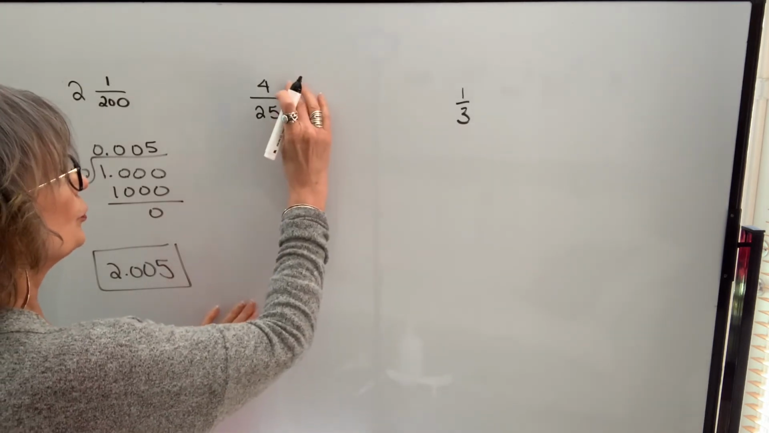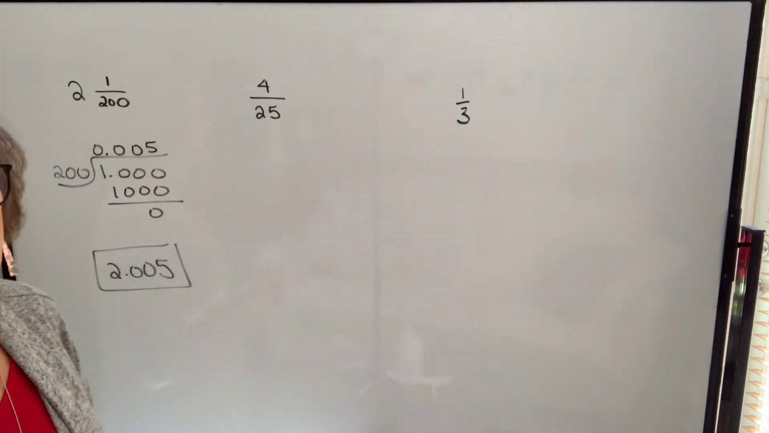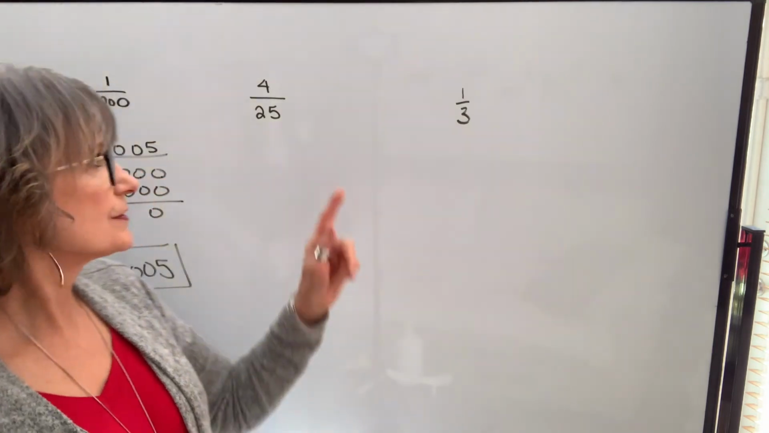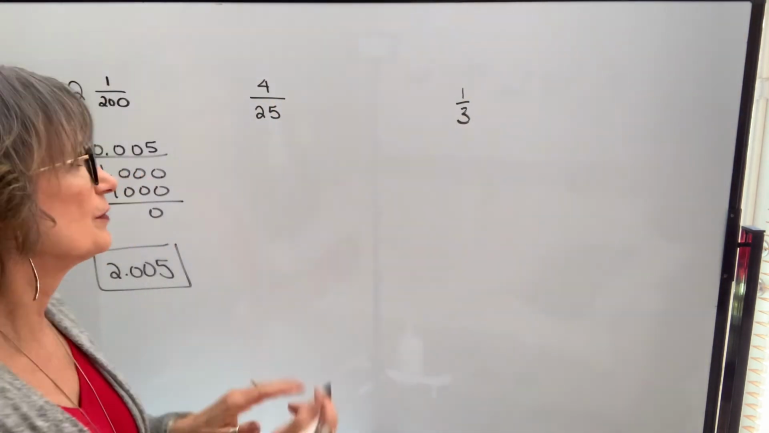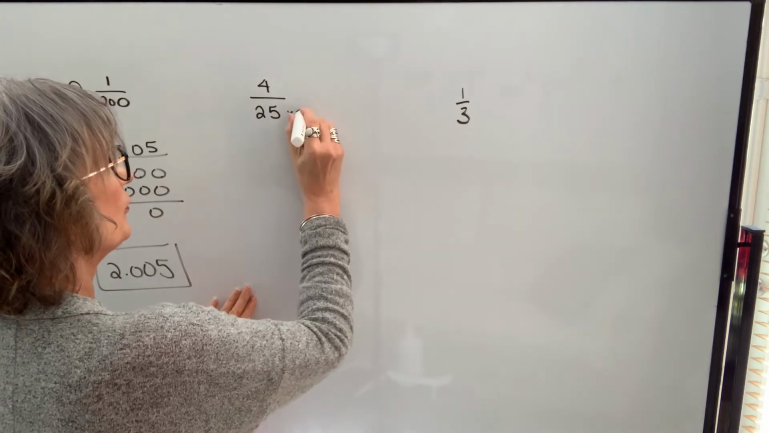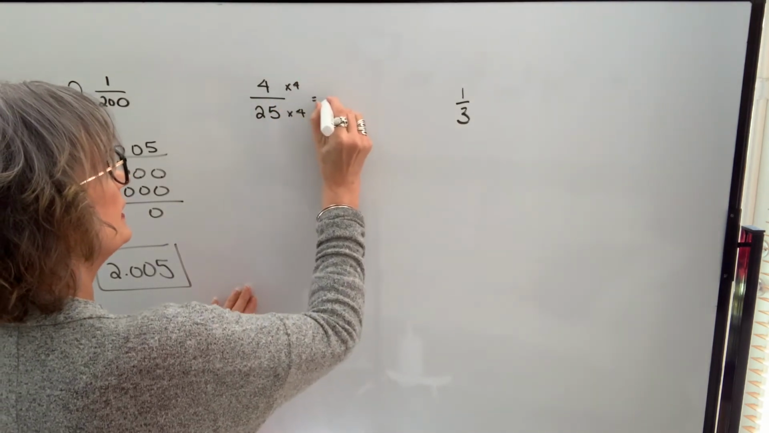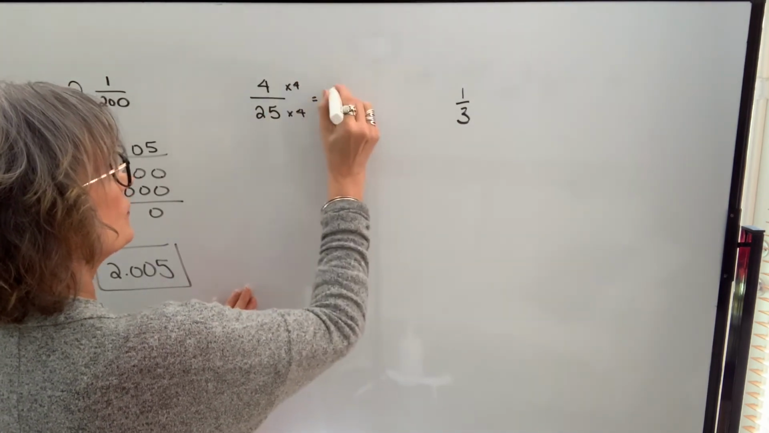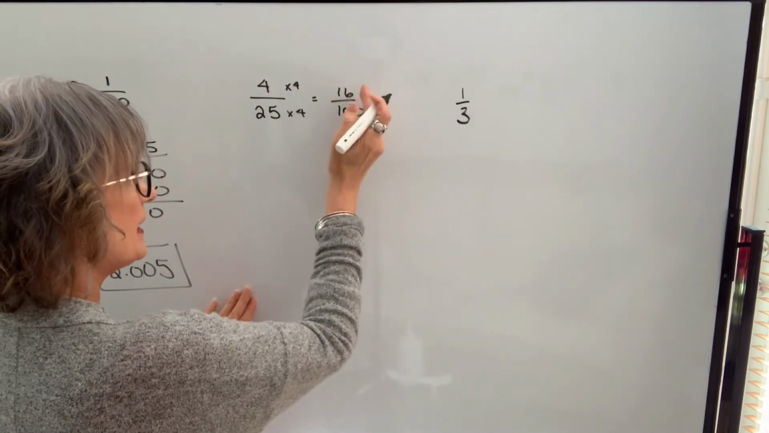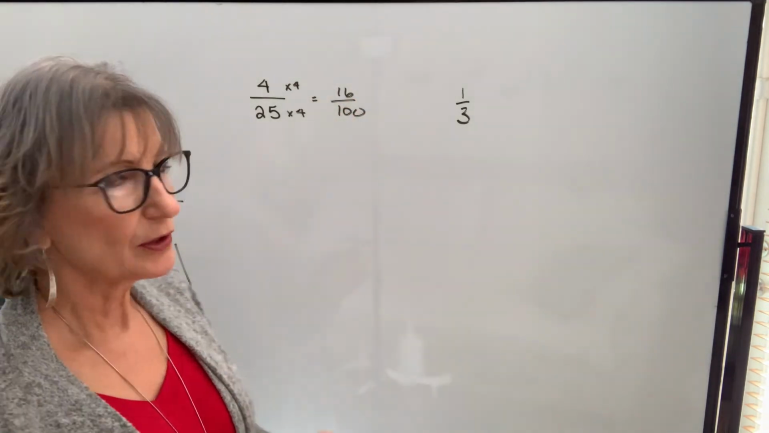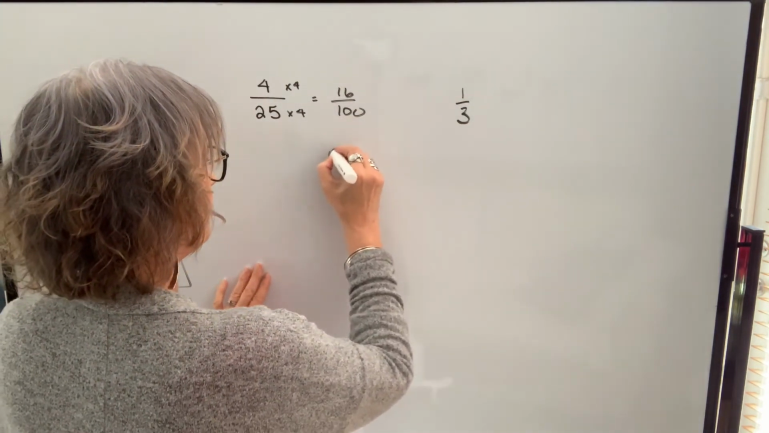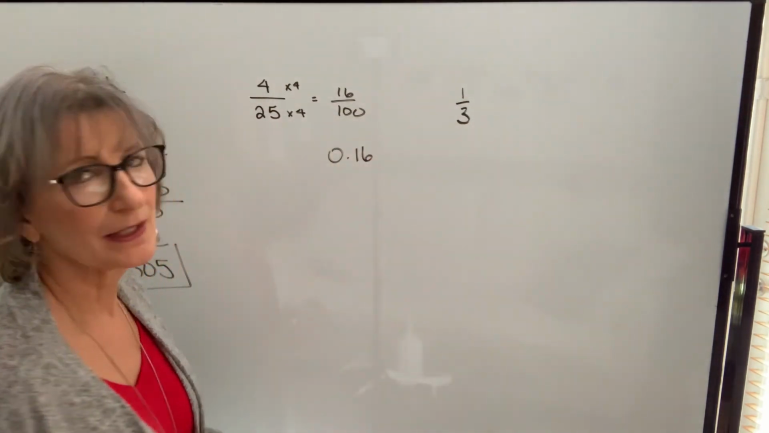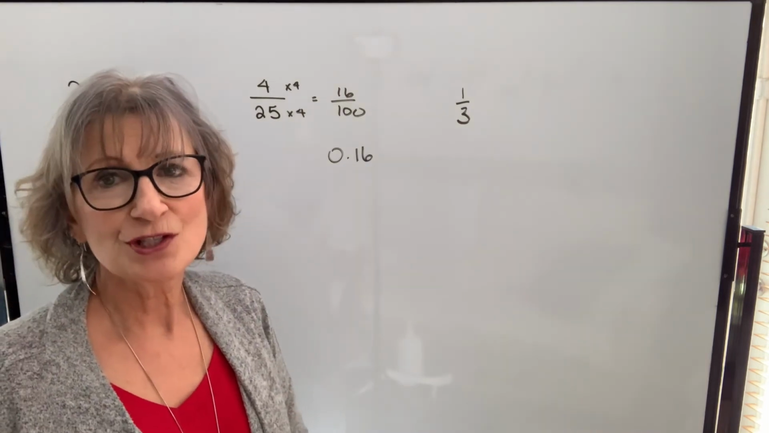Another thing that you could do, if you were so inclined, is you could change this to how many hundredths, because in this case, you could multiply numerator and denominator by 4. So we get 16 100ths, and once it's over a multiple of 10, then it's very easy to change it to a decimal. That would be equal to 0.16. But the other option is always divide.